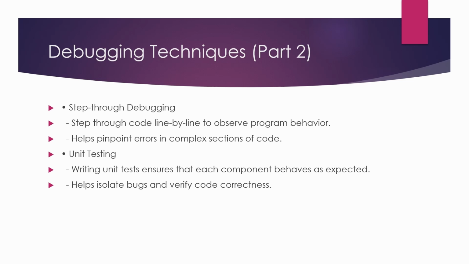Next, step through debugging allows you to go through your code line by line. This helps in tracking down errors in more complex sections. Additionally, unit testing is crucial. Writing unit tests for each part of your code ensures that components behave as expected and makes it easier to isolate and fix bugs.